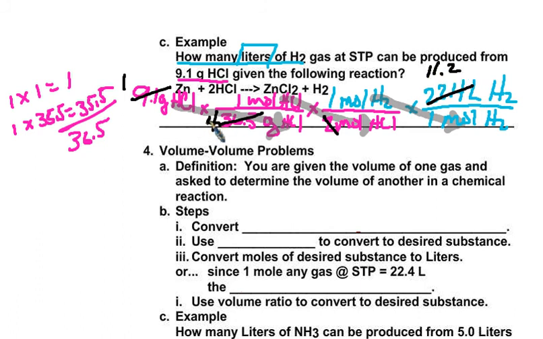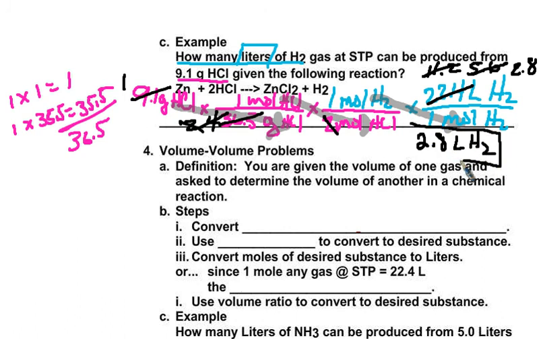I know there's a 2 that can cancel out of there, because that's going to make this 5.6. And there's another one. Okay, so we can cancel that 2 and make the 5.6 2.8. And that would be 2.8 liters of H2. All of this done with no calculator. Okay, so that would be mass to volume.